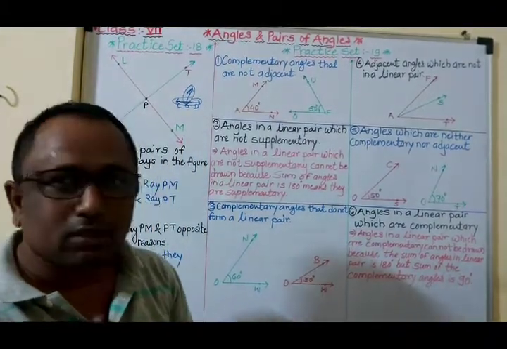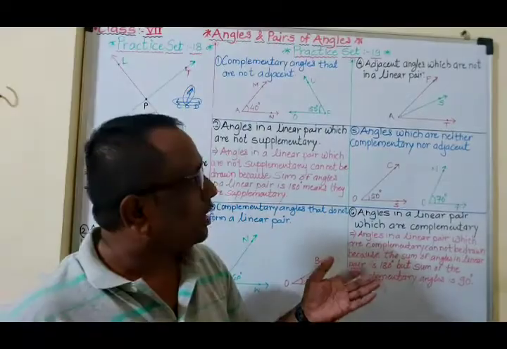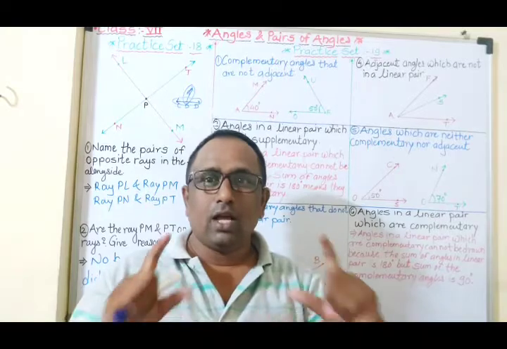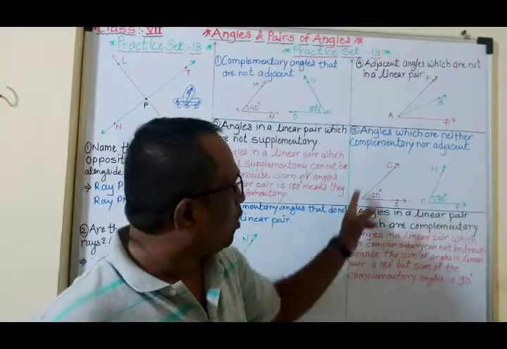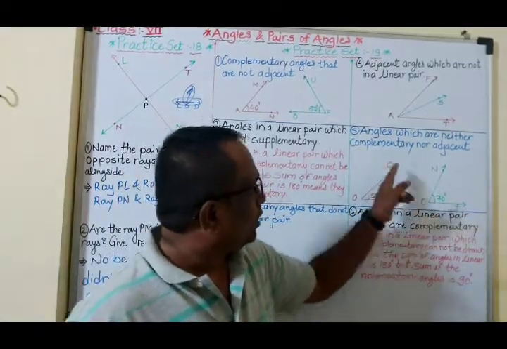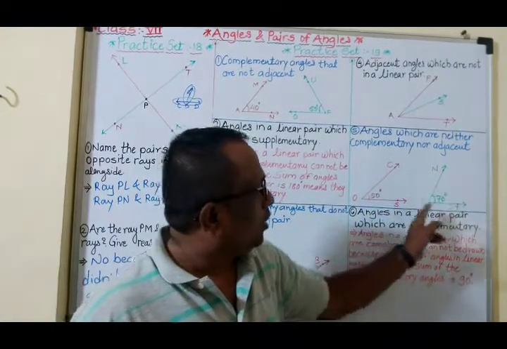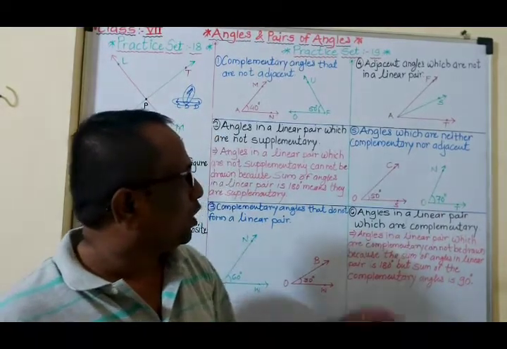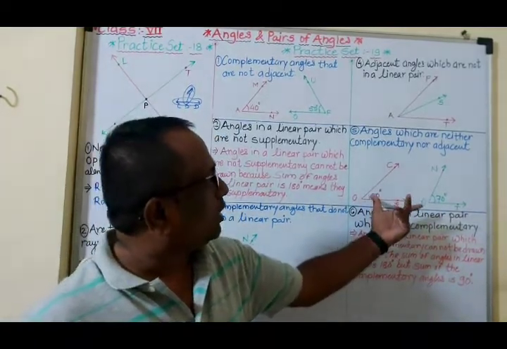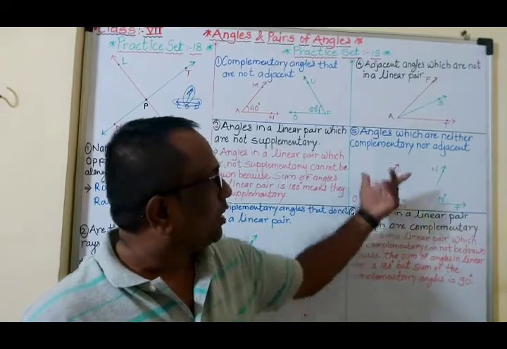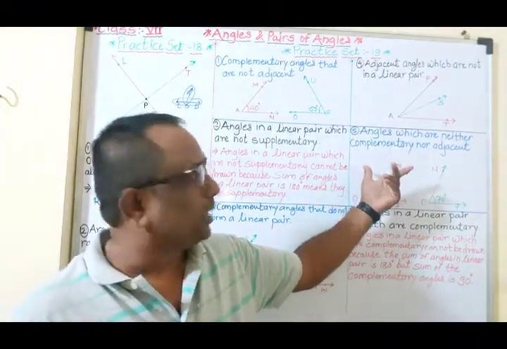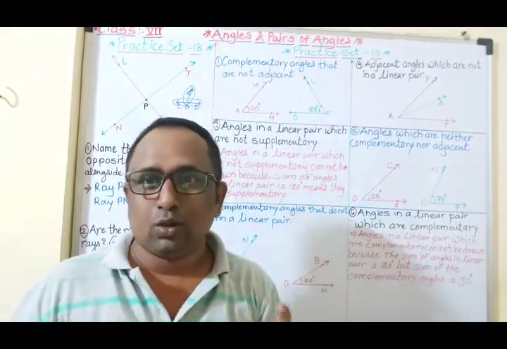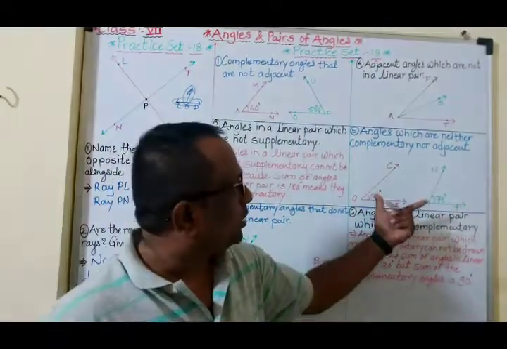Complementary means a 90-degree angle, and these are not adjacent also. So the simple way is to draw separate angles. See here, COS and NOT. COS is 50 degrees and NOT is 70 degrees. So these are not complementary: 70 plus 50 does not make 90 degrees. They are not adjacent angles because we drew them separately. Adjacent angle definitions you know. So according to that, these are not adjacent angles as well as not complementary.